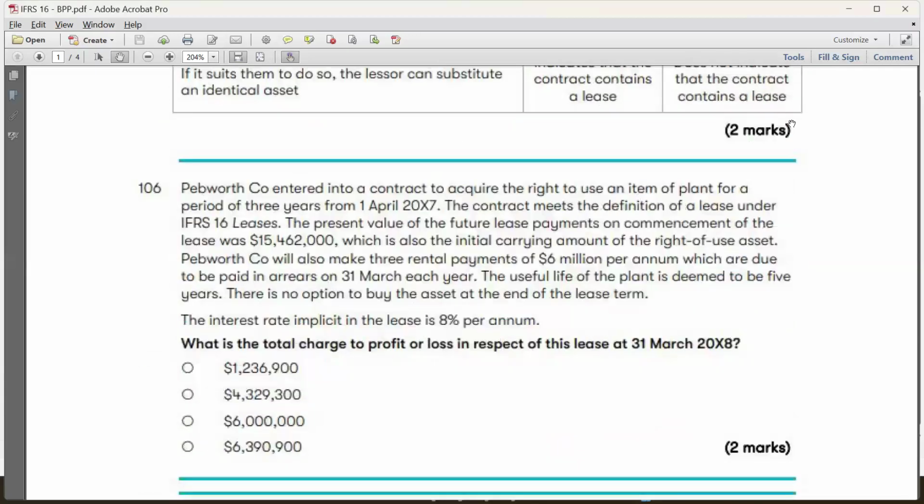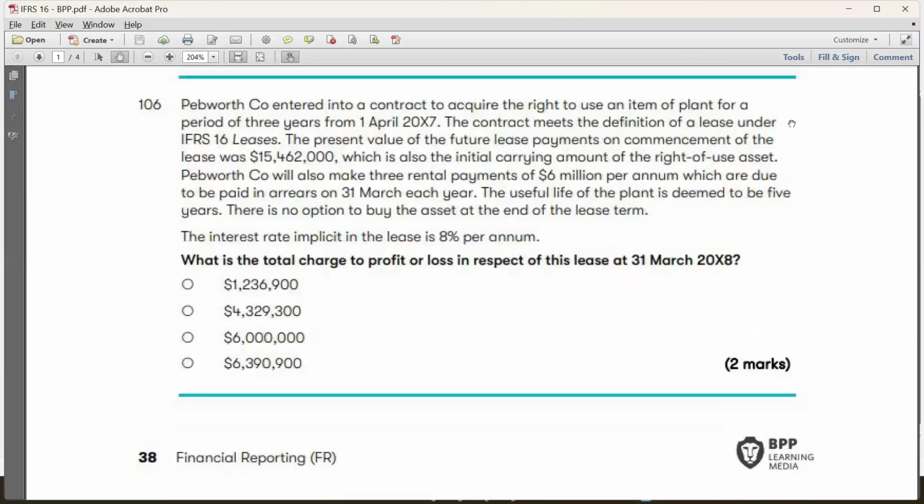So, okay, there is this next challenge here. Fine. So we have the charge. What is the total charge to profit and loss? Whenever such a question comes, we need to understand what is the sum of the total charge. There are two things. One is the interest, which is implicit in the lease. And the second thing is the depreciation, okay? So always remember, whenever they talk about the charge to profit and loss, it relates to two things, the depreciation charge and the interest.